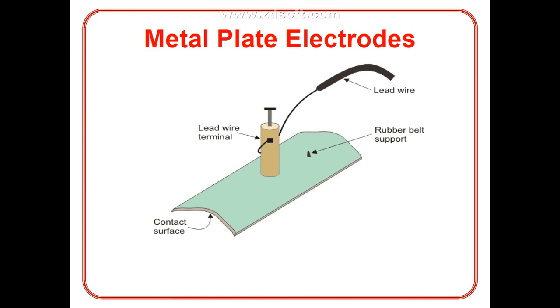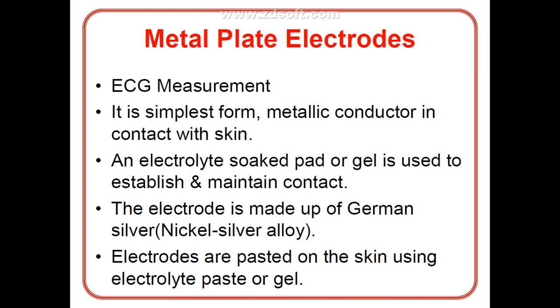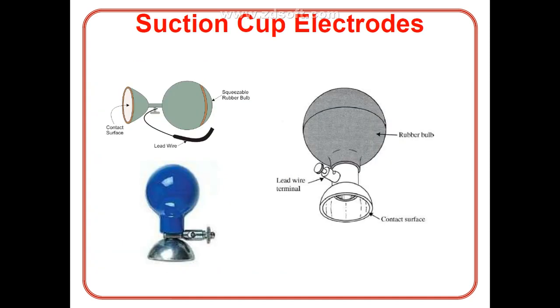This diagram shows the metal plate electrodes. Metal plate electrodes are used for ECG measurement. It is the simplest form, a metallic conductor in contact with the skin. An electrolyte soaked pad or gel is used to establish and maintain contact. The electrode is made up of German silver. Electrodes are pasted on the skin using electrolyte paste or gel.